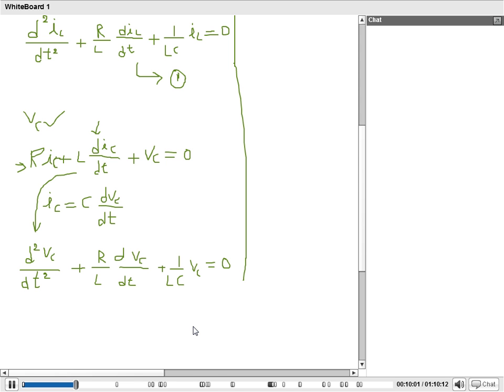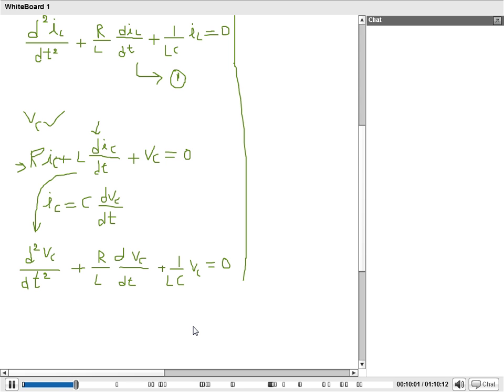So for the RLC parallel circuit, I chose the capacitor voltage Vc as the variable, and wrote the second order differential equation in terms of Vc. For the same parallel circuit, if I choose IL as the variable, then IR is VL by R, IL doesn't change, since I have to write the differential equation in terms of IL, and IC is equal to C into dVL by dt, equal to 0. Now we already know the voltage across the inductor V is equal to L into dIL by dt.